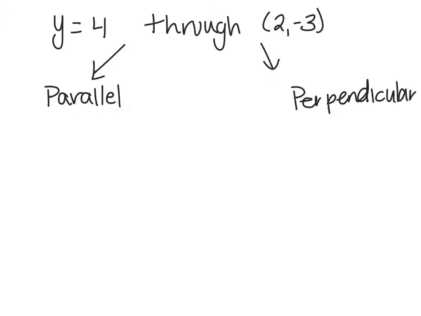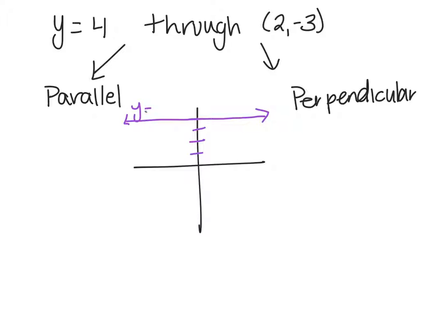Last problem we're going to look at. So I have an equation, y equals 4. So let's go ahead and draw it through the y-axis. I have an equation that looks like this. So this is y equals 4. And I also have a point (2, -3).